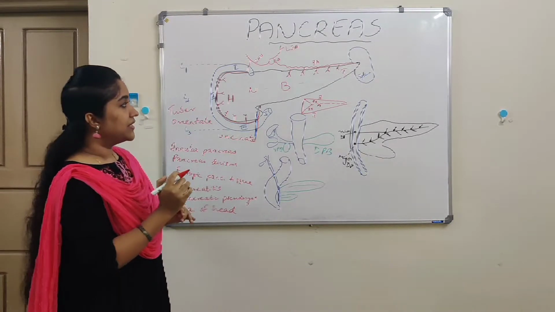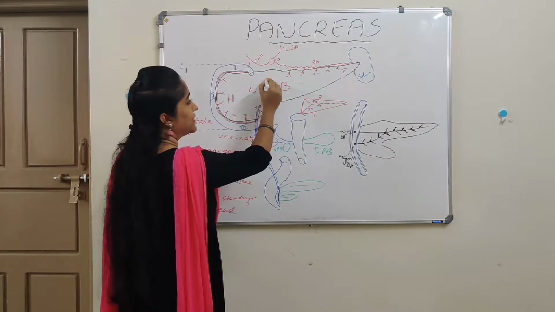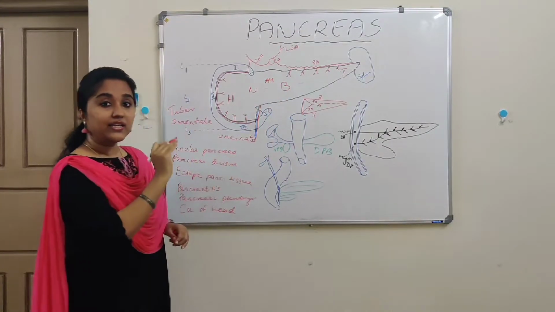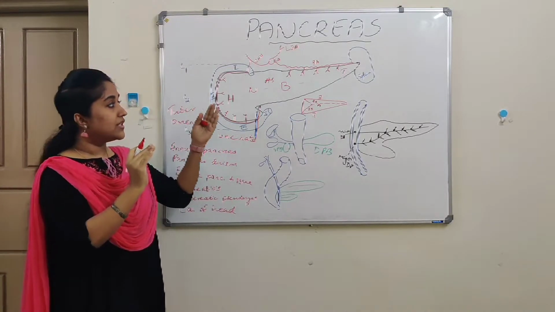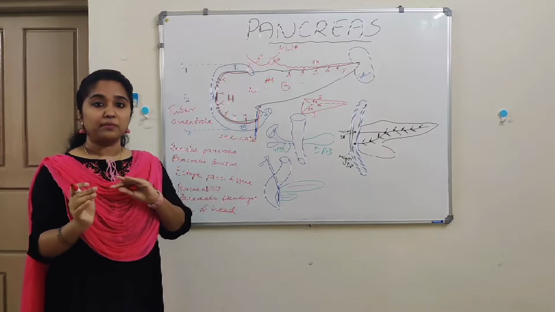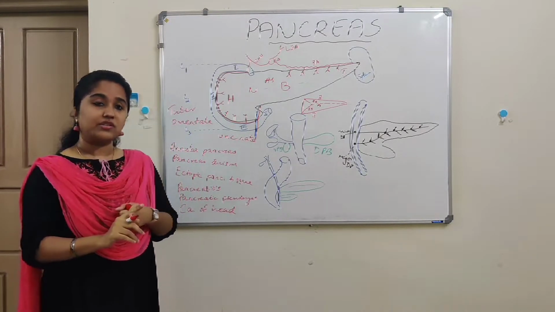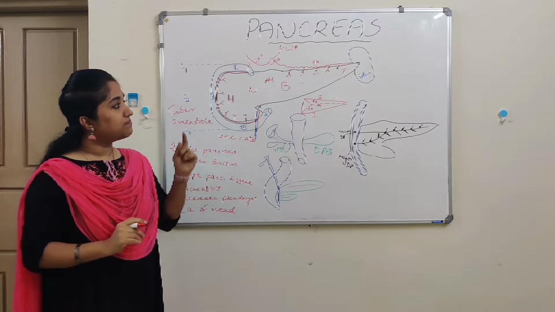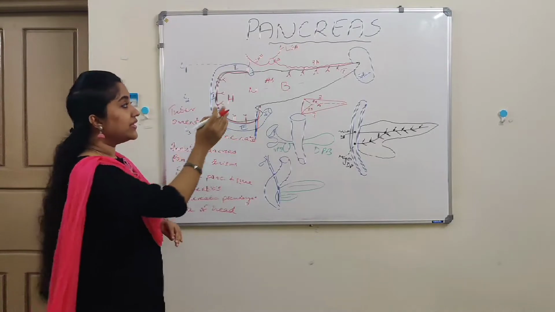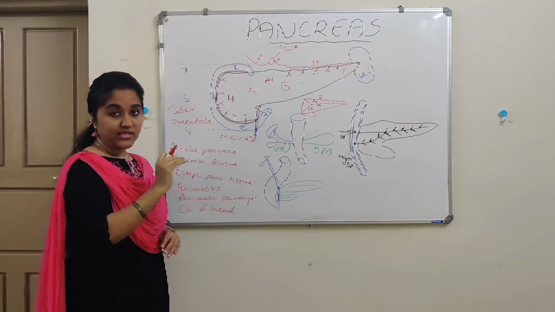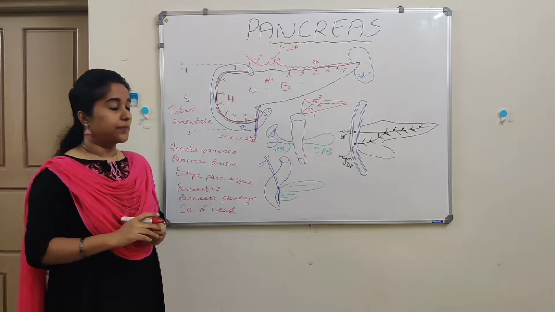We'll see the surfaces. The first surface is the anterior surface. This is the anterior surface. So the anterior surface is related to the stomach. So this forms a part of the stomach bed. The stomach lies on a few structures, one of the structures is the anterior surface of the body of pancreas. So you can say between the anterior surface of the body of pancreas and the stomach, there is the lesser sac or the omental bursa.